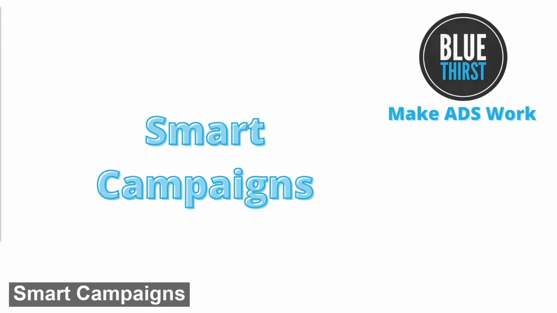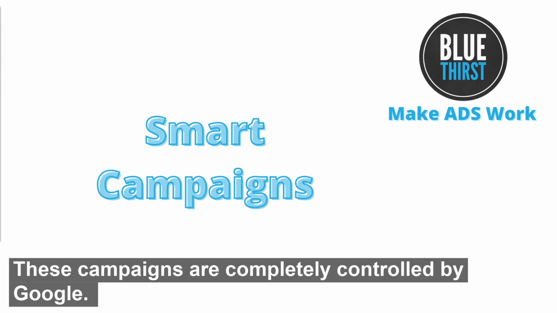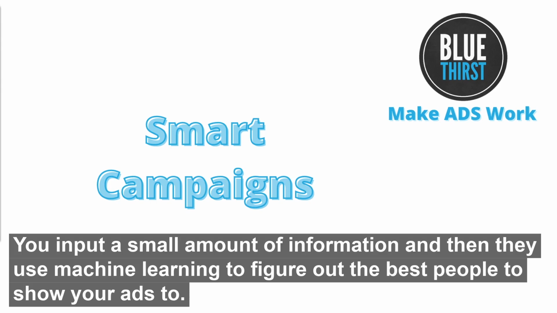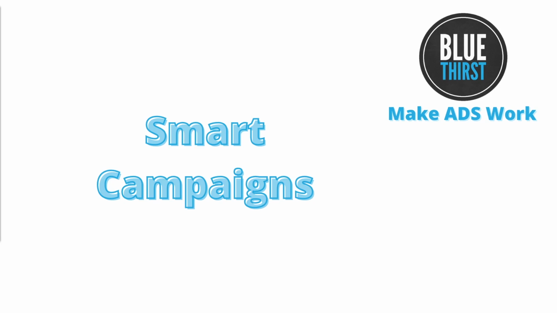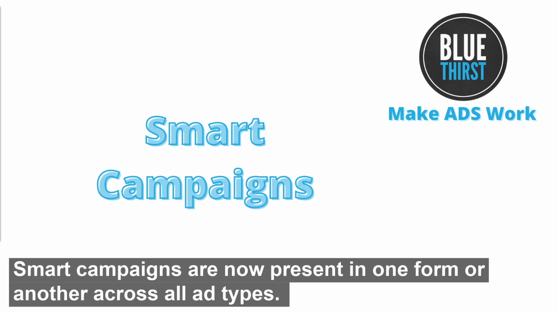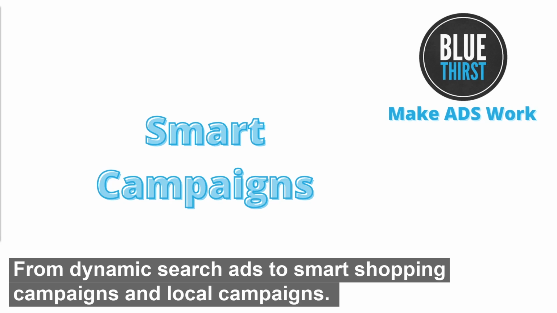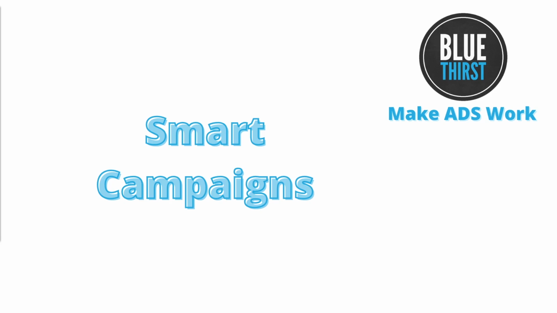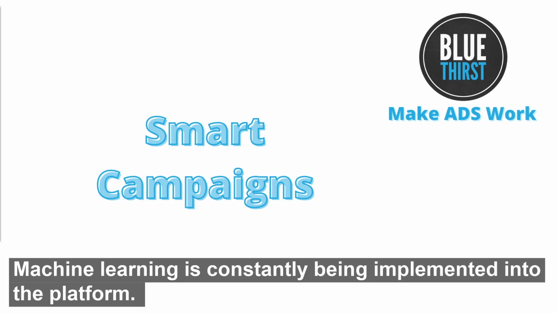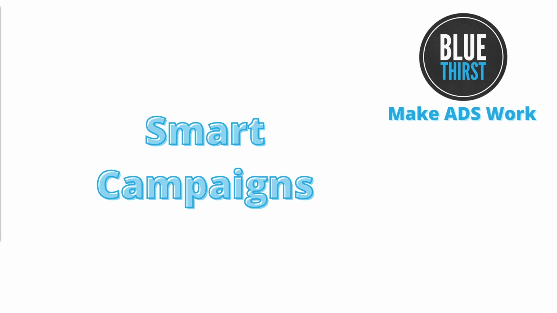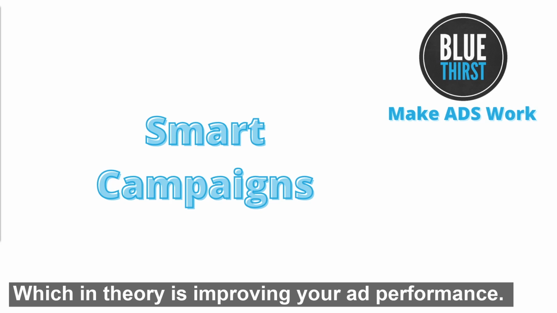Smart campaigns. These campaigns are completely controlled by Google. You input a small amount of information, and then the machine learning works to figure out the best people to show your ads to. Smart campaigns are now present in one form or another across all ad types, from dynamic search ads to smart shopping campaigns and local campaigns. Machine learning is constantly being improved in the platform, which in theory is improving your ad performance.